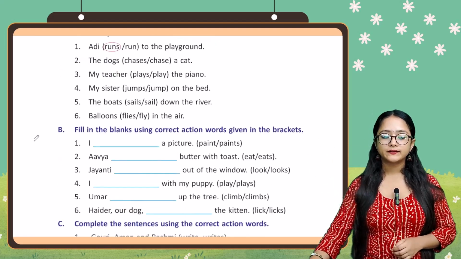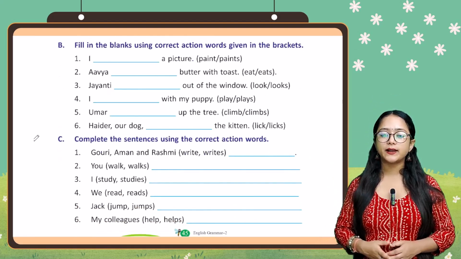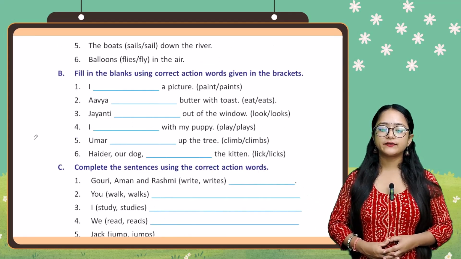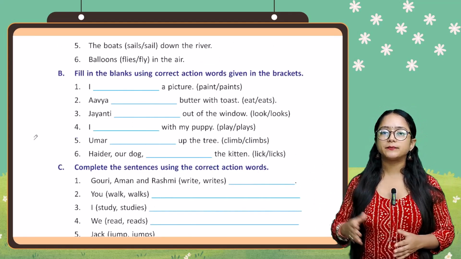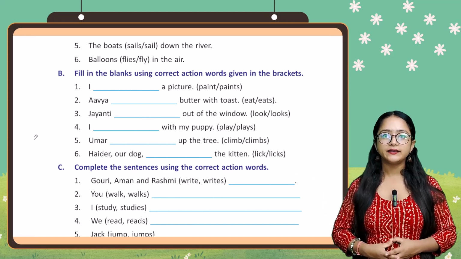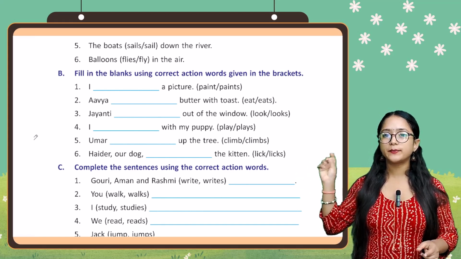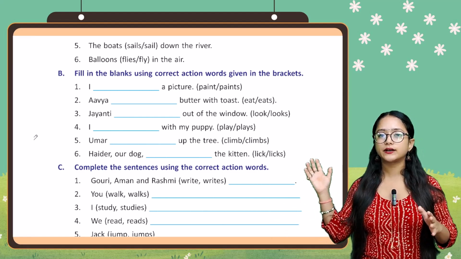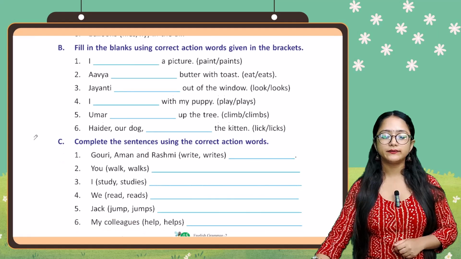Okay. Now the next question is fill in the blanks using correct action words given in the bracket. So the first one they have given is I dash a picture. Paint or paints. I takes the plural form, so you are going to use paint. I paint a picture. Like this, you have to read the sentence carefully, then choose the correct form of the word. Okay.